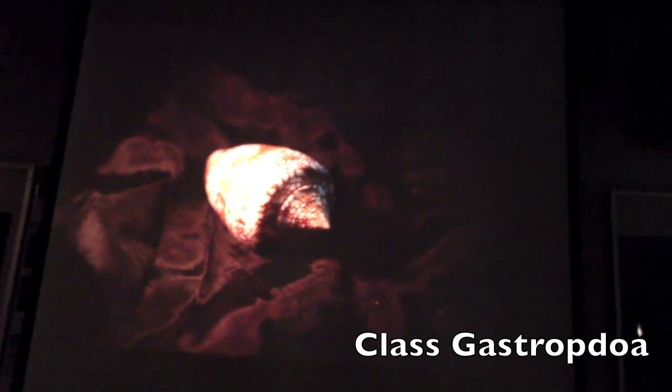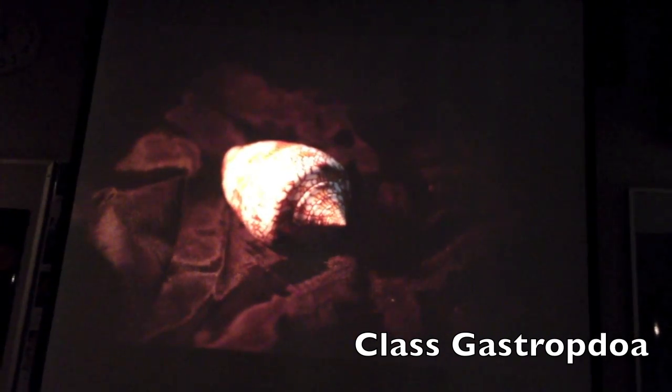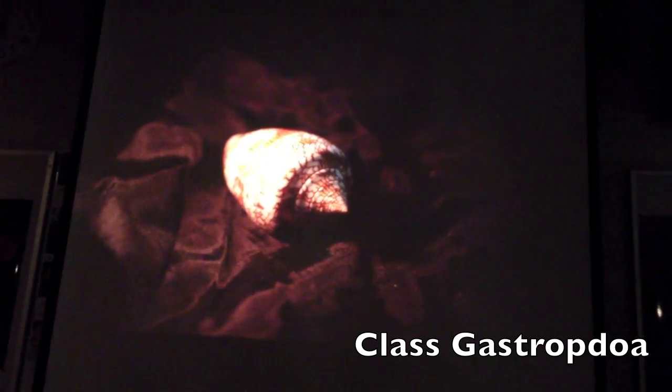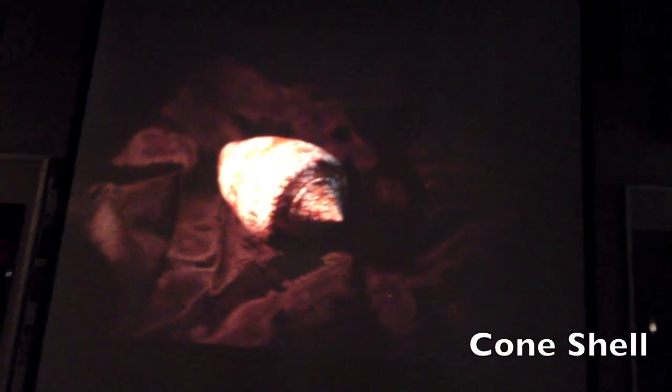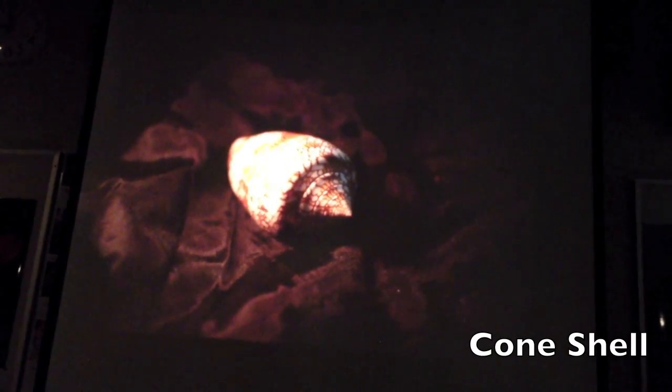You need to know the common name of this guy. So, well, first of all, it's a mollusk again. What class are we looking at? Gastropoda. And specifically, what gastropod is this? Cone shell.